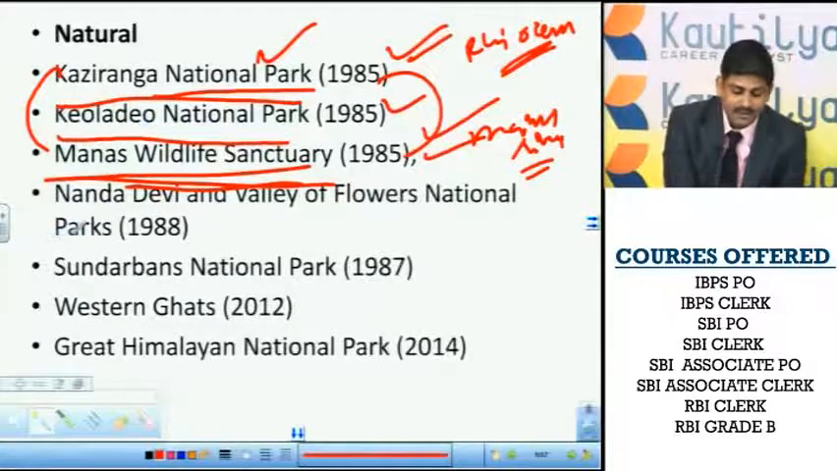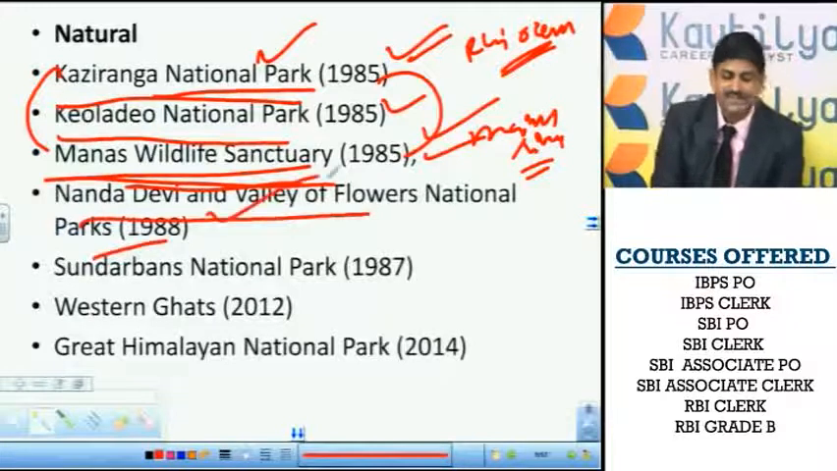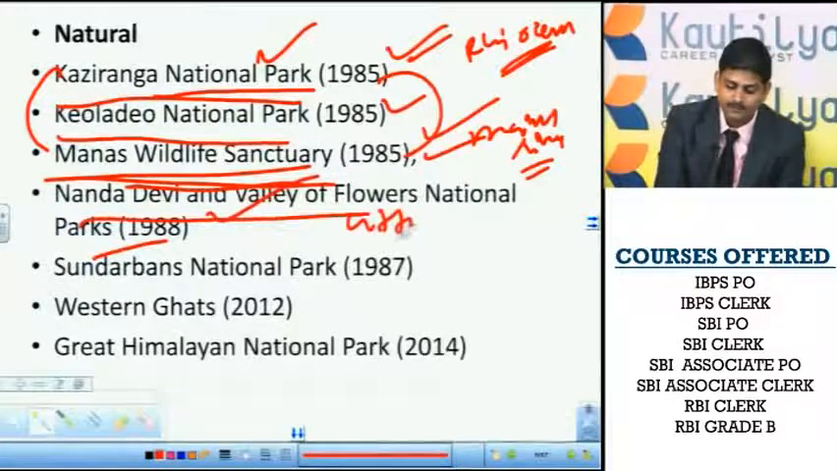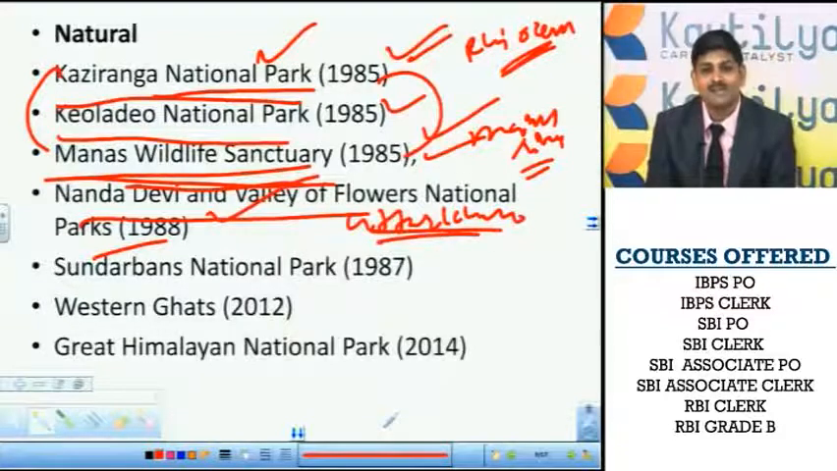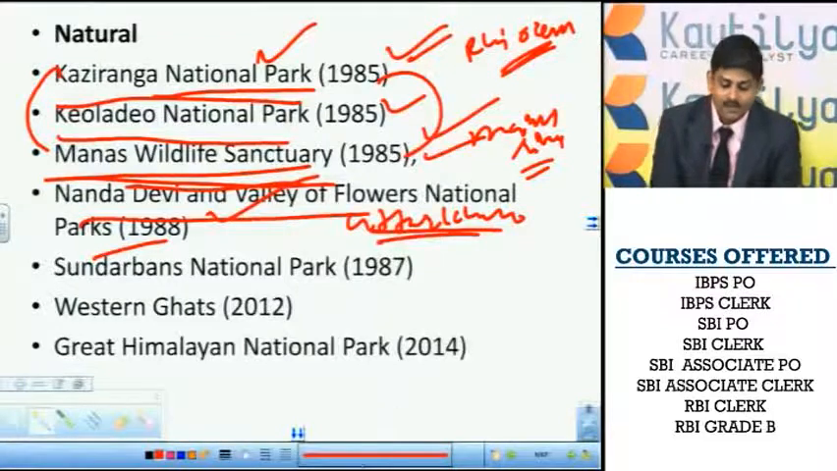Okay, see this Nanda Devi and Valley of Flowers National Parks. This is in Uttarakhand right now. Uttarakhand state. Okay, it's a Himalayan state. Famous alpine flowers are there in this natural park.